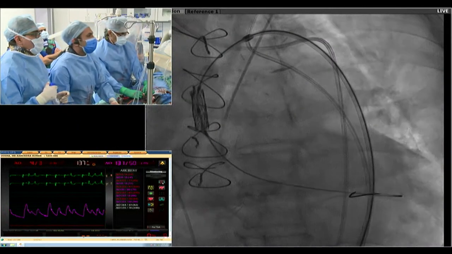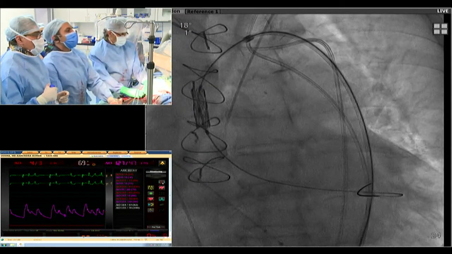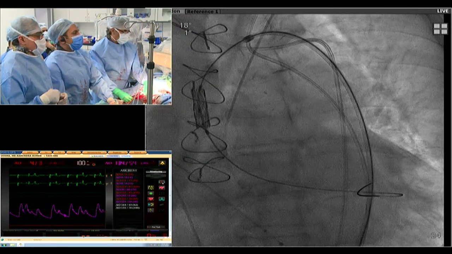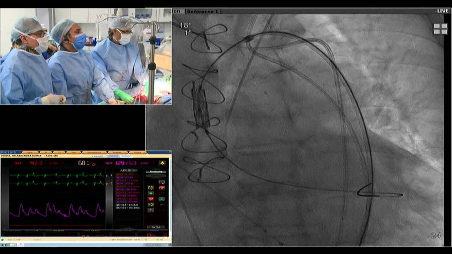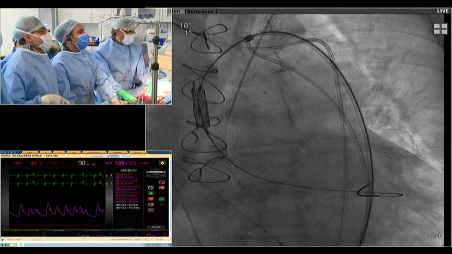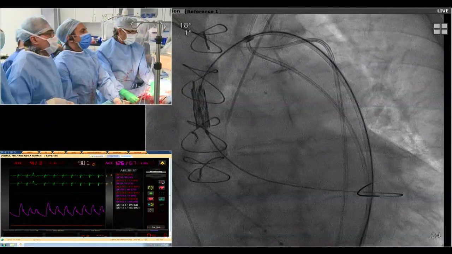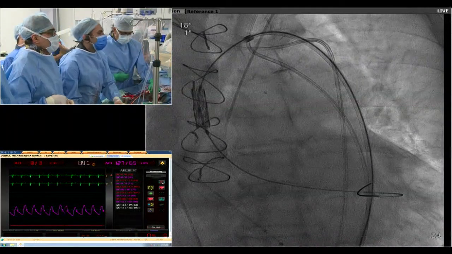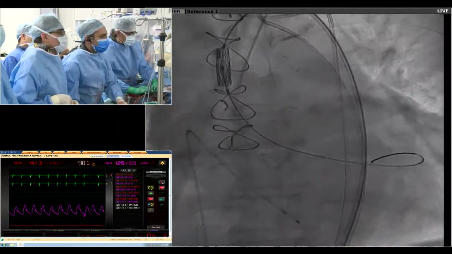Okay, so let's come to the deployment angle before we cross. That is LAO 11 and cranial 1. LAO 11, cranial 1. Okay, I think that's our angle, right? Yeah. Okay, let's go ahead, mag up.